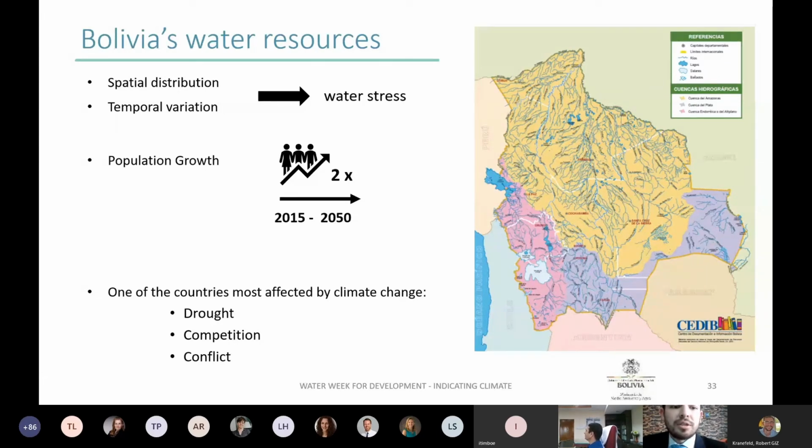The country is rich in water resources, but their spatial distribution and temporal variation really complicate the efficient use of water resources. This is one of the main challenges we are facing now. Also, population growth is estimated to double by 2050, exacerbating the pressure on water resources. And we are already considering this for our future models, as we will see later in the presentation. Bolivia is one of the countries most affected by climate change. Drought, competition for water resources, and potential conflicts are consequences of this.